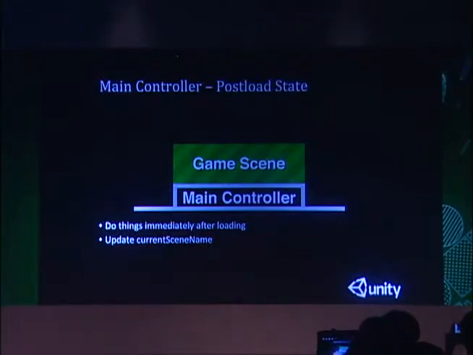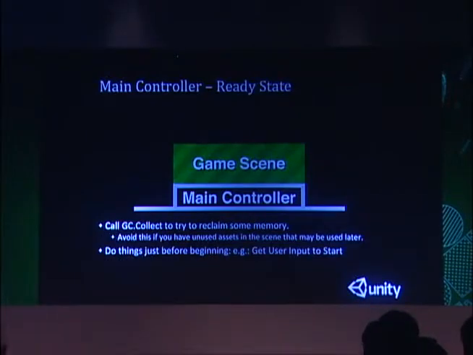This is where we do things immediately after loading, and we also update one of the variables that we're using to track the current scene. After post-load, we transition to one more state. This is a ready state. This happens just before run. So if you need to do anything just before beginning, you do it here. But this is also your last chance to call GC.Collect before we hit the runtime. So this state is specially for that.